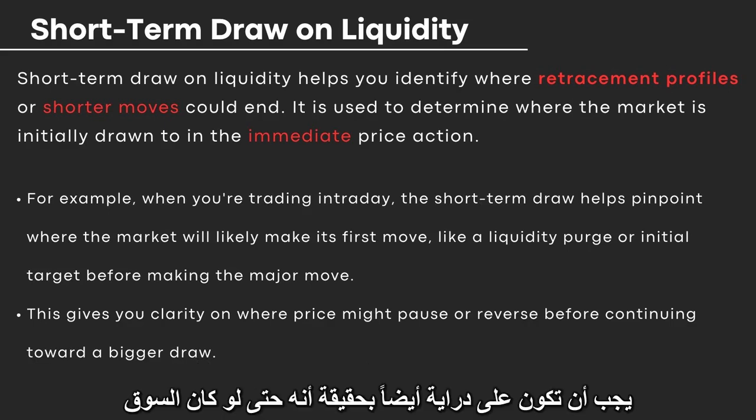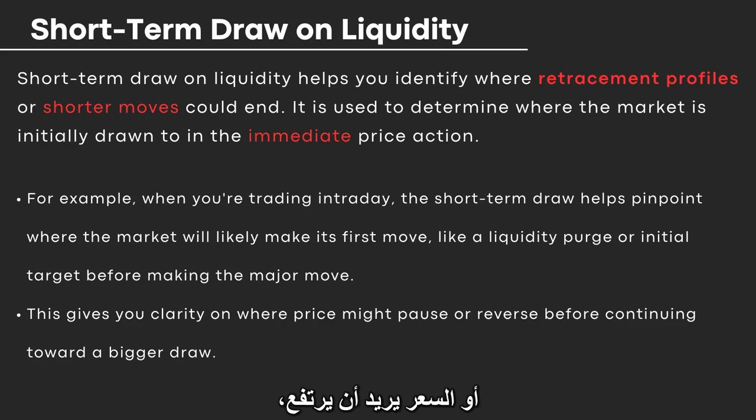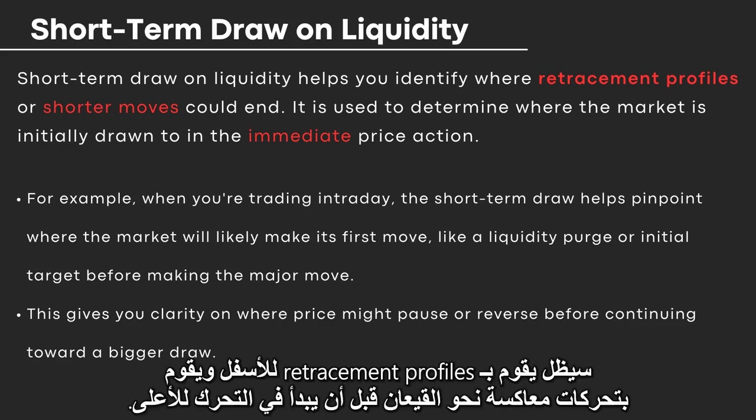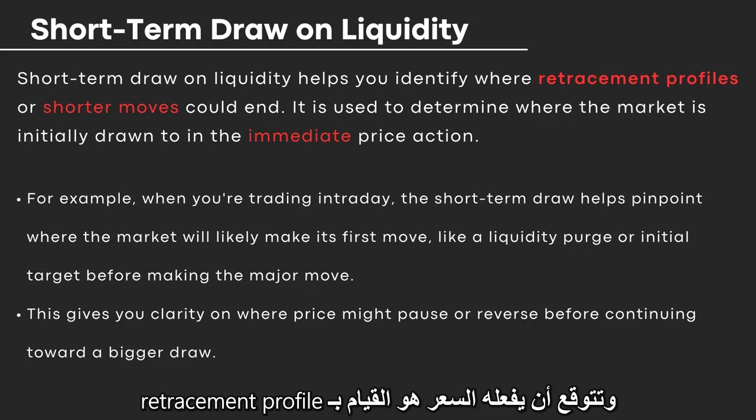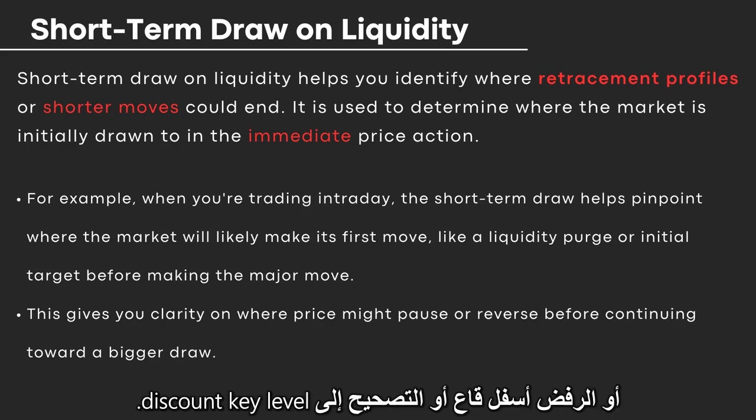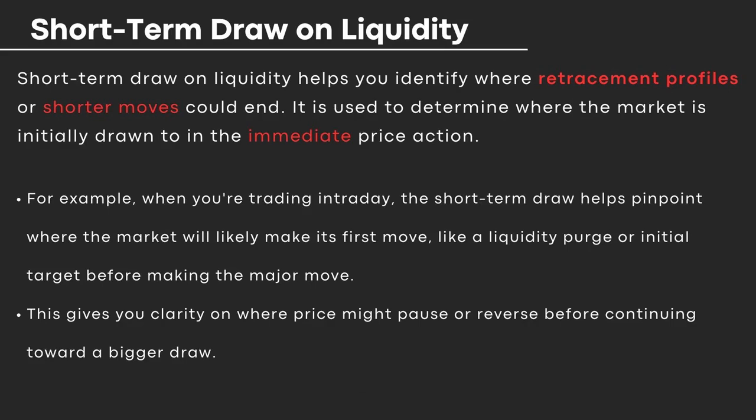You also need to be aware of the fact that even if the market or price wants to go higher, it will still make retracement profiles lower and make counter moves to reject below lows before it starts moving higher. So in that case, if you analyze price action and you see that we're kind of in the middle of nowhere, then the first thing you would anticipate and expect price to do is to make a retracement profile or reject below a low or retrace into a discount key level, right?